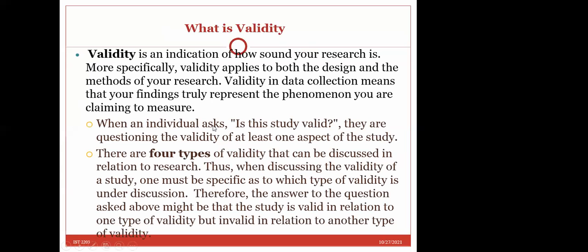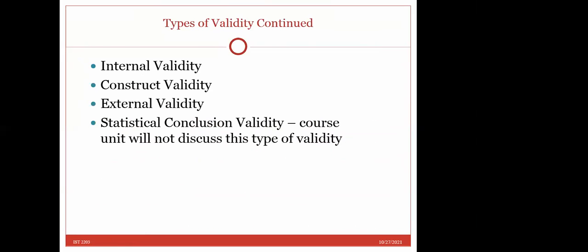Okay, let me just quickly go back to what I was saying. I've said that validity is an indication of how sound the research is. Really, that's what it is. And there are types of validity. So it's not like you look at only one soundness in one aspect, but there are many different aspects in which you look for this soundness. We have internal validity, we have construct validity, and we have external validity.